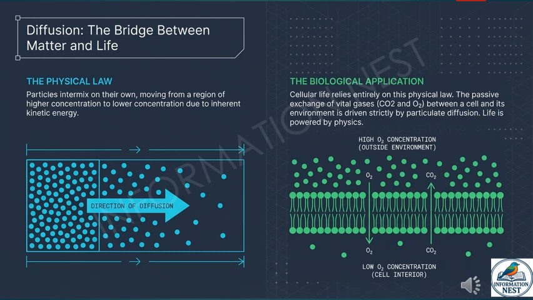On the flip side, the carbon dioxide is like the trash that is piled up inside the cell. It's crowded, it's smelly, and it wants out. The best part, the cell doesn't have to pay for this. It's a passive exchange. The cell just sits there while the laws of physics move the groceries in and take the trash out. Life is powered by being lazy. We call this the bridge between matter and life.